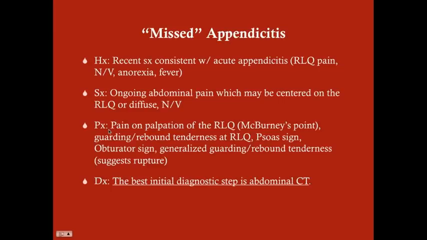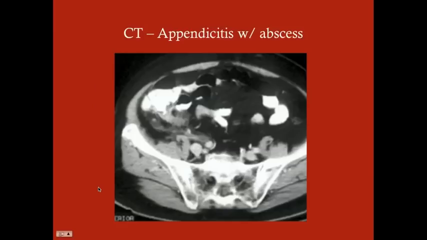On physical exam, they should pretty much have all the same things that you would see with early appendicitis. So pain on palpation of the right lower quadrant, guarding and rebound tenderness of the right lower quadrant, psoas sign, obturator sign, but they may have generalized guarding and rebound tenderness, and that would suggest a rupture. Same thing here. Best initial diagnostic step is going to be to get the abdominal CT.